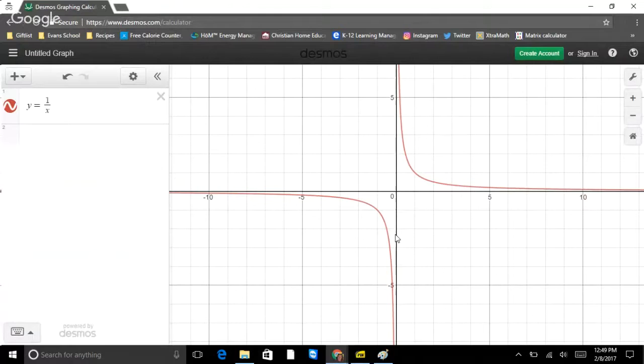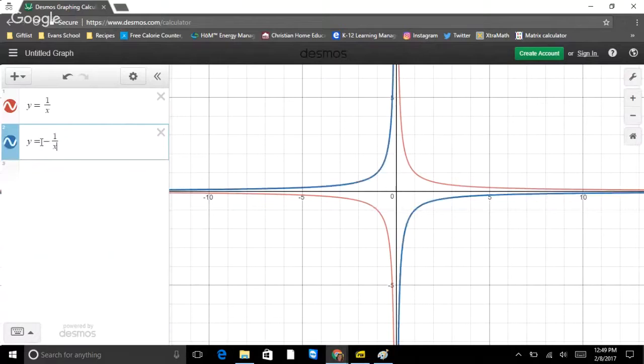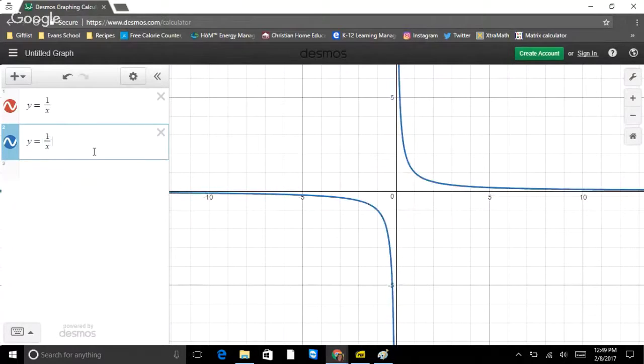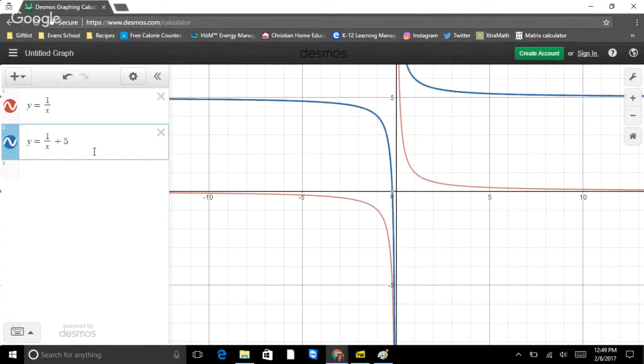Now, there's a couple of ways that we can transform our graph. We can make our graph negative, so let's look at that. When we make our graph negative, you can see that it flips about the x and the y axis. So that's the effect of a negative number. What happens if we add 5? If we have y equals 1 over x plus 5, then you can see that the whole graph shifts up.